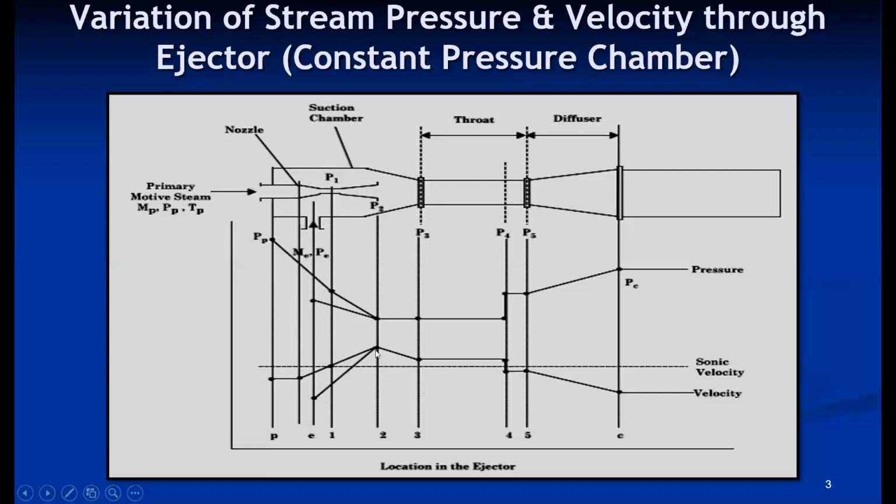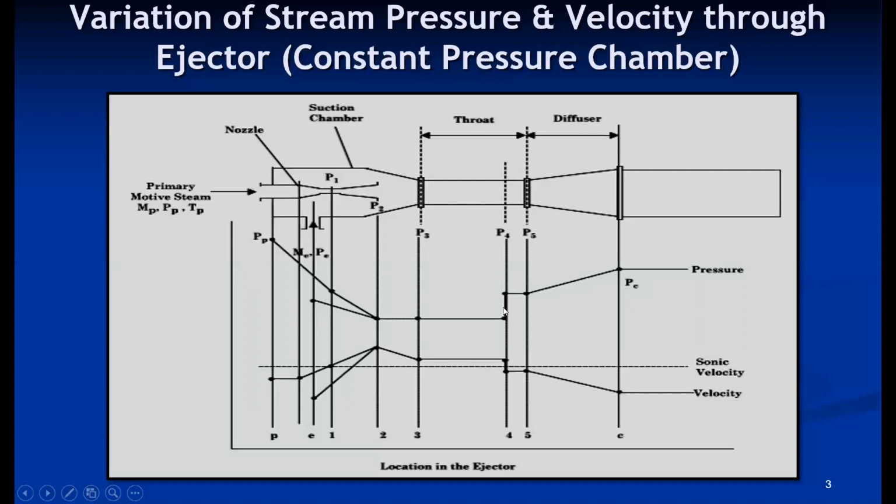Then the mixing takes place. In the convergent portion, the velocity tends to increase, but here the velocity decreases because of entrainment of the fluid, and because the entrained fluid retards the motion of the primary fluid, so a slight retardation of the mixture happens. So in the throat section, the velocity remains constant.